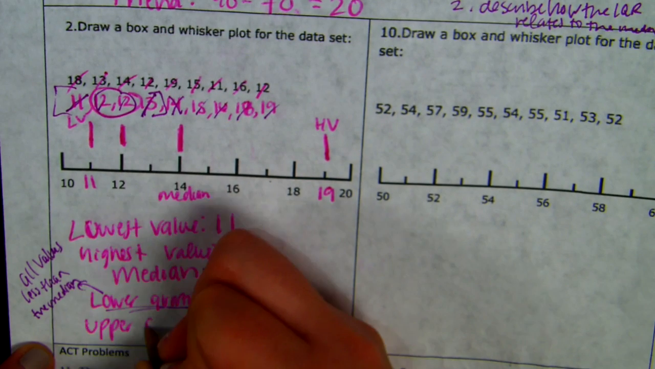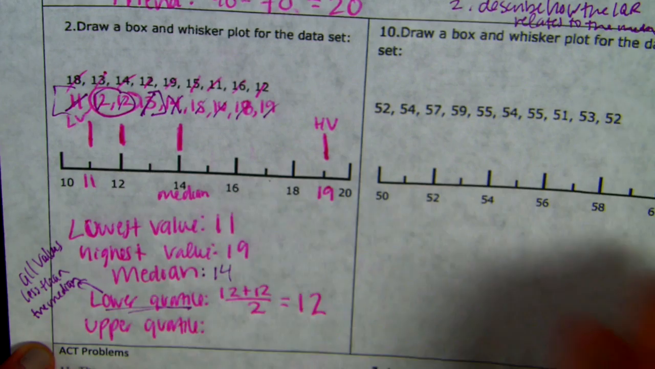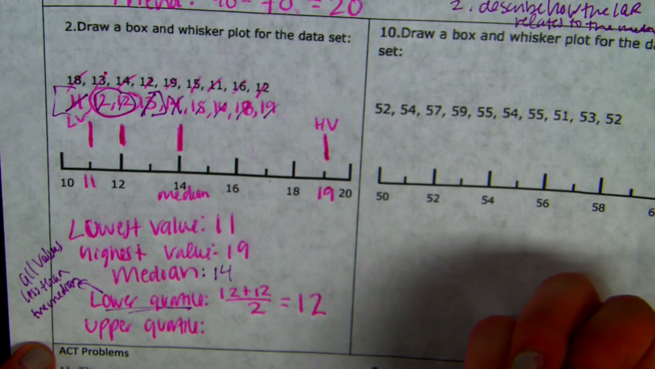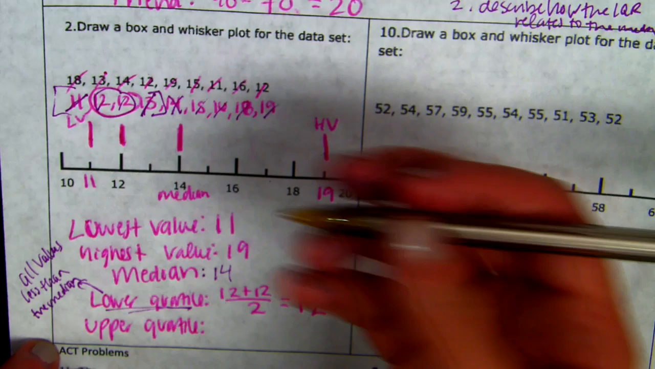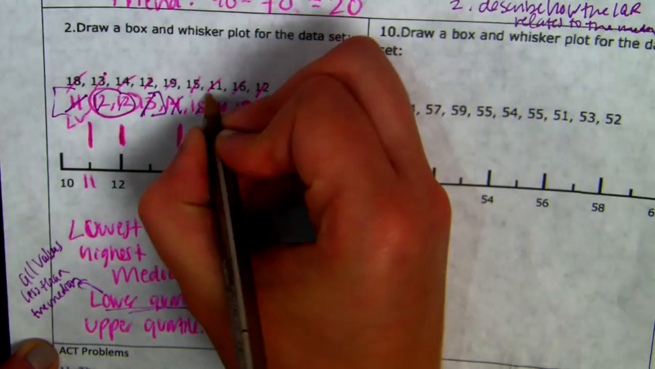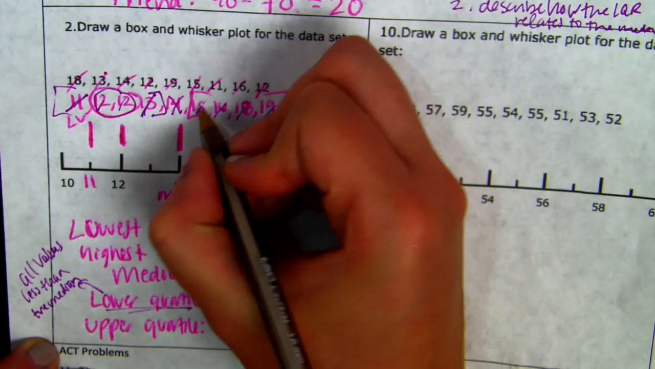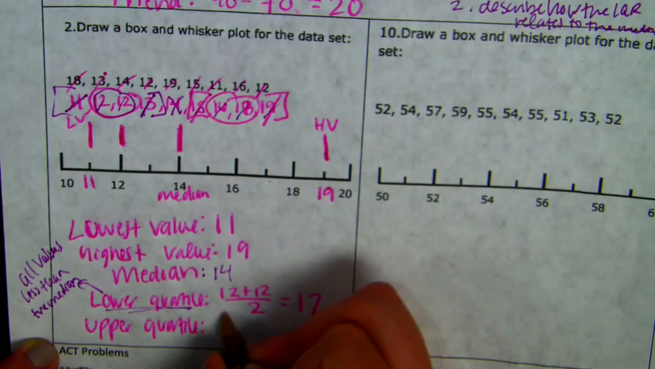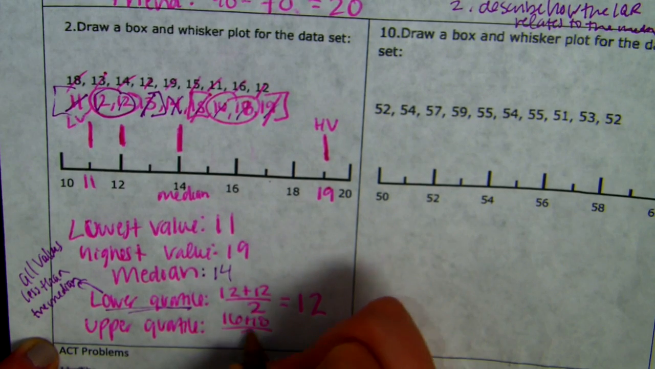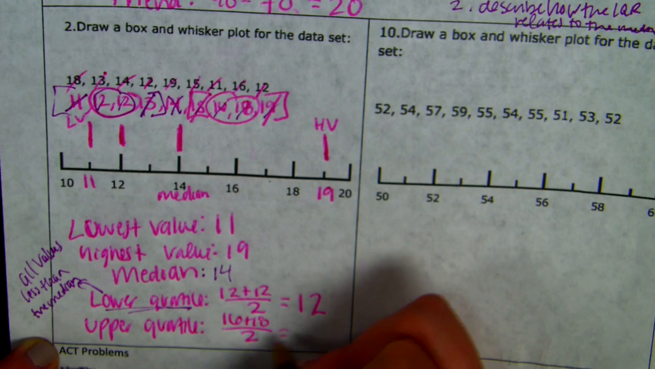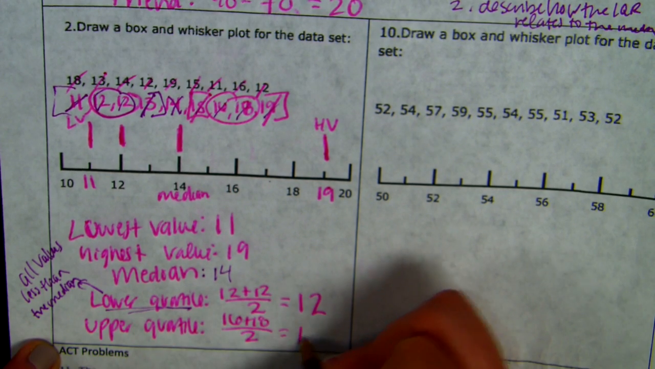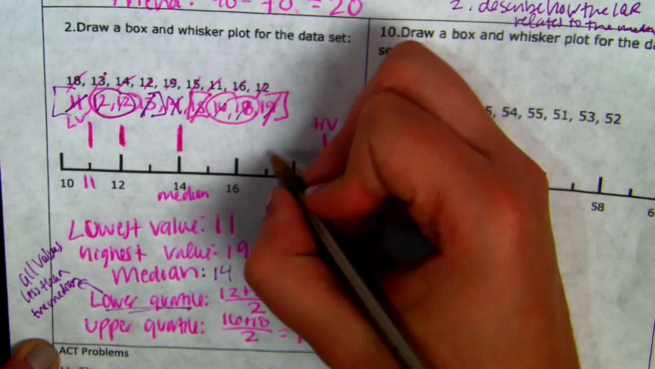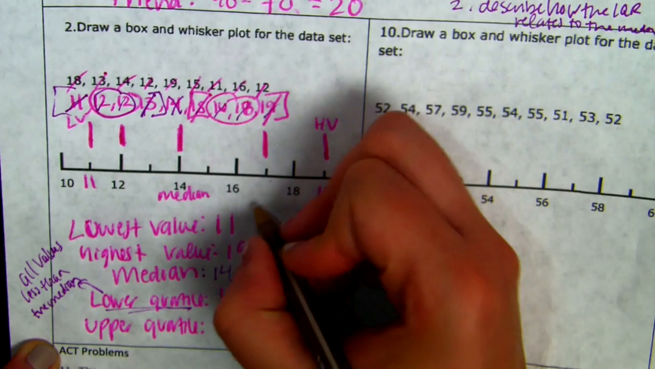Looking at my upper quartile, I have all of the numbers that are greater than my median. So I'm looking at the 15 to 19. Once again, cross out 15, cross out 19. I'm left with 16 plus 18, and I take the average of those two numbers. 16 plus 18 divided by 2 is 17. So this is my upper quartile at 17.